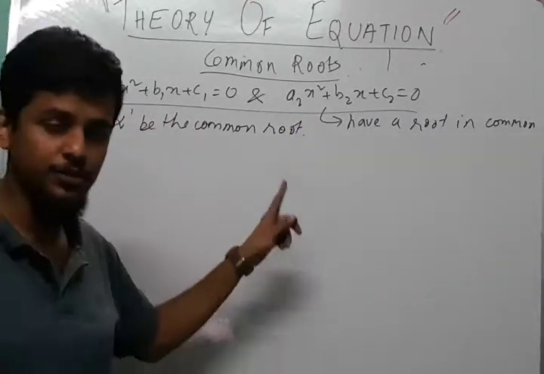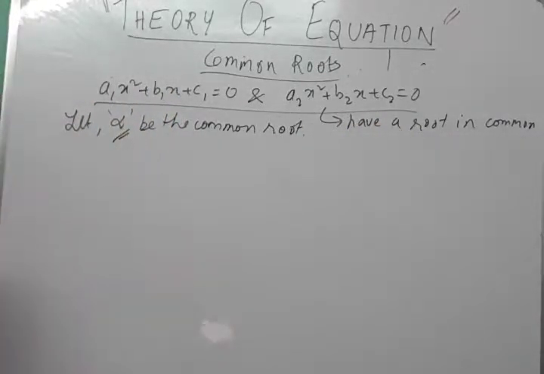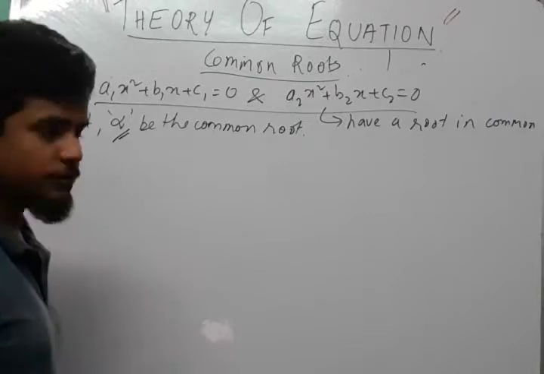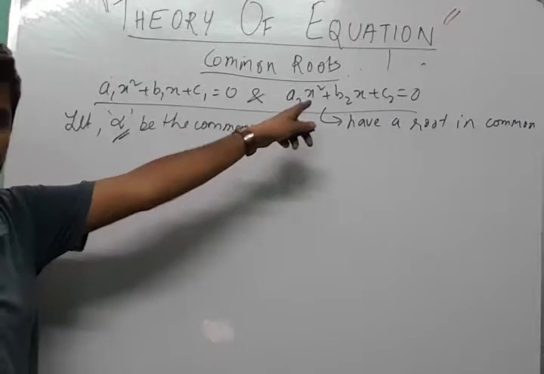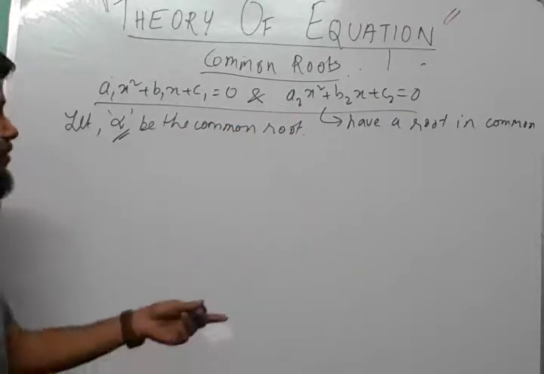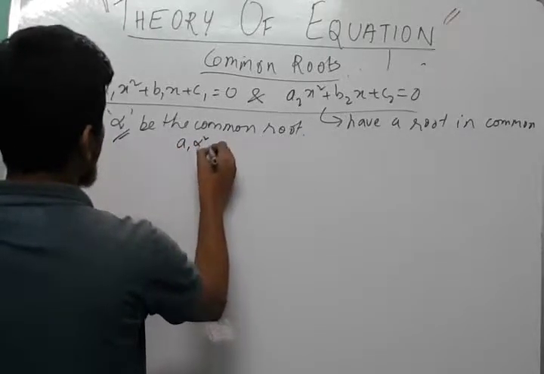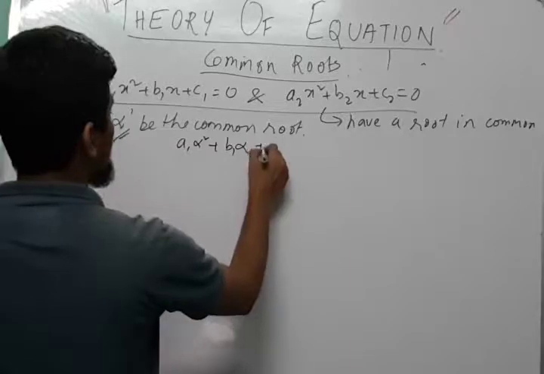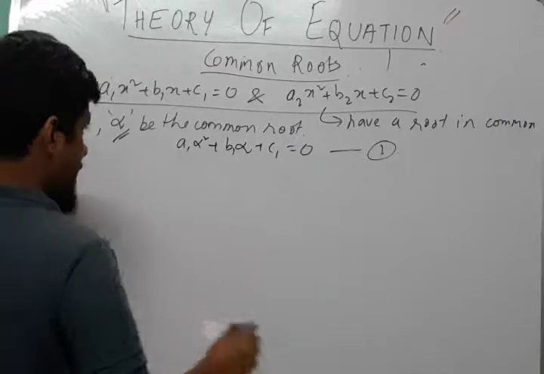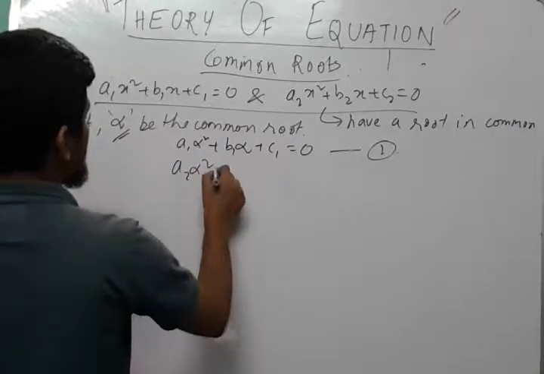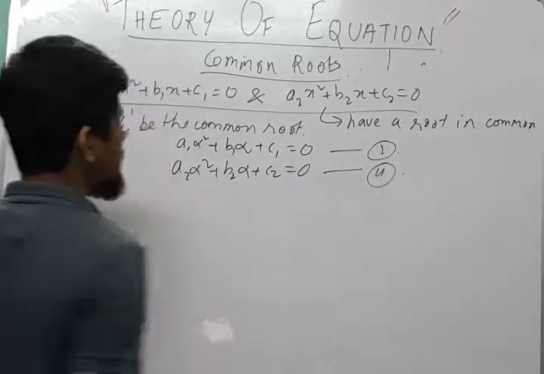So we have already mentioned that these two quadratic equations have a common root, and we have taken that common root as alpha. Okay, so what does that imply? It basically implies that if we put alpha in place of x in both these quadratic equations, we'll get the value as 0. So that will give us these equations: a1 alpha squared plus b1 alpha plus c1 is equal to 0. This we can take as equation 1, and also we'll have a2 alpha squared plus b2 alpha plus c2, this will also be 0, and this will be equation 2.